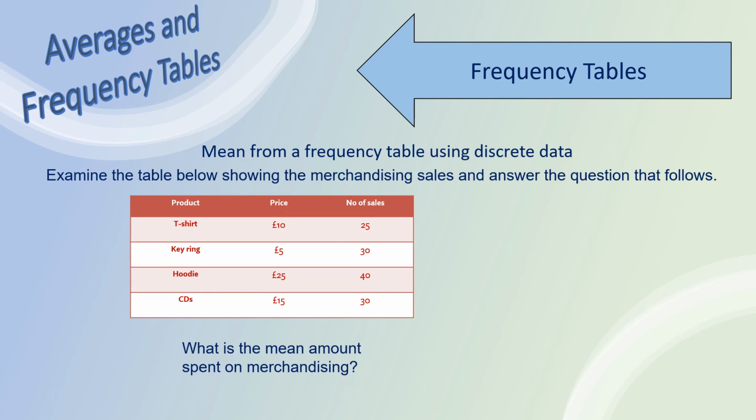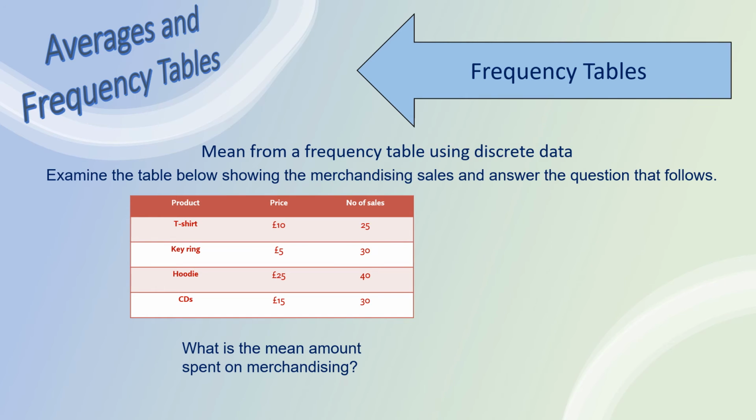Now the question asks, what is the mean amount spent on merchandising? And this is where most people make the mistake. What they do is they add up this column, they add up this column, divide this column by that column, and get the wrong answer, because that's not how you do it. Okay, and that's the most common mistake that people make. So let me show you how you do it properly.